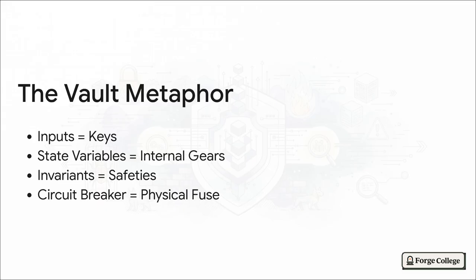So external inputs, those are the keys handed to us at the vault door. The contract state variables are the complex internal gears that have to be perfectly aligned to allow any movement. The invariants, the absolute core truths of your contract, like total supply matching total balances, those are your mechanical safeties. And finally, the circuit breaker is the physical fuse you can trip to just freeze all the motors in a total emergency. Keep this map in your head, and placing defensive checks becomes totally intuitive.